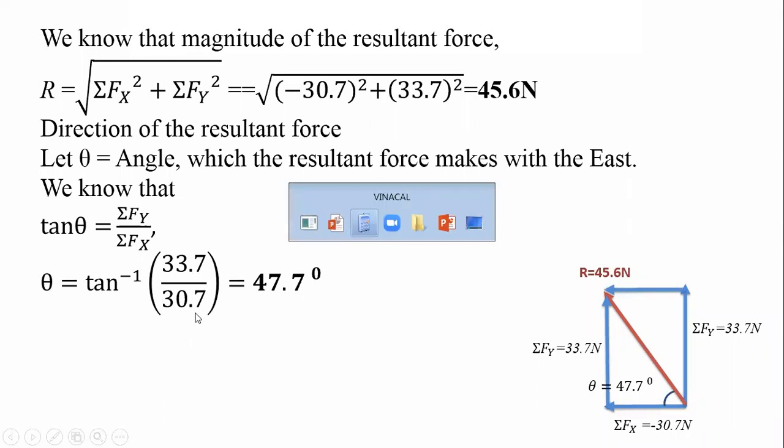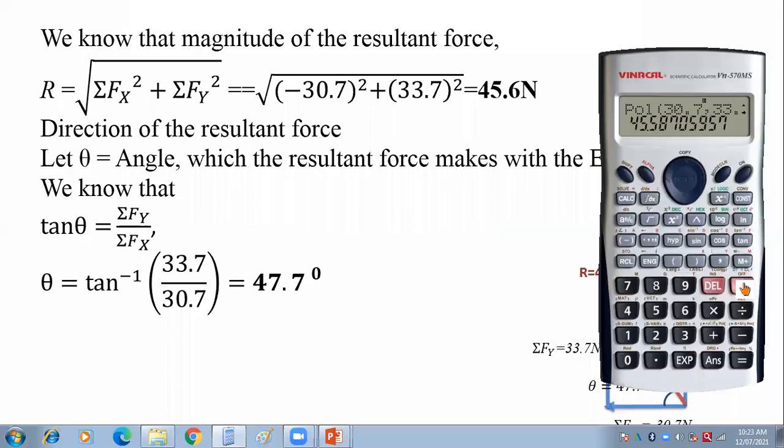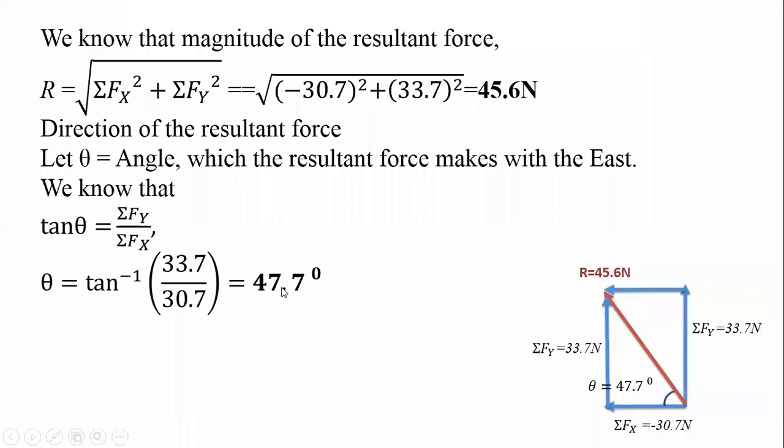Now let us calculate this also. Shift tan inverse, 33.7 divided by 30.7, bracket complete, is equal to 47.66, rounded off to 47.7 degrees. In this way you can find the resultant and the position of the resultant by using the resolution of forces.